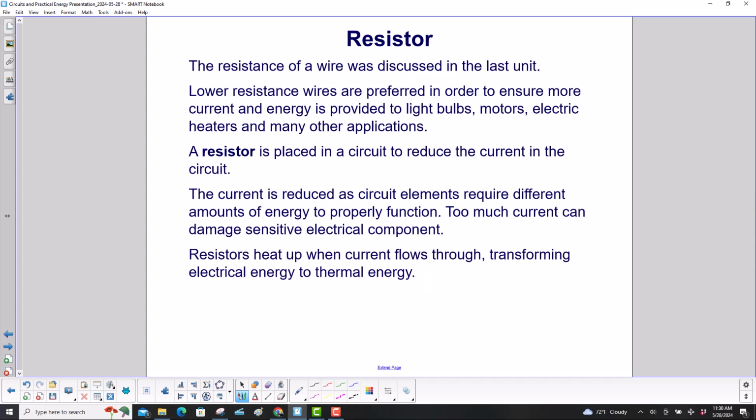The resistance of a wire was discussed in the last unit, the one on electricity. Lower resistance wires are preferred in order to ensure more current and energy is provided to light bulbs, motors, electric heaters, and many other applications. A resistor is placed in a circuit to reduce the current in the circuit. The current is reduced as circuit elements require different amounts of energy to properly function. Too much current can damage sensitive electrical components. Resistors heat up when current flows through them, transferring electrical energy to thermal energy.